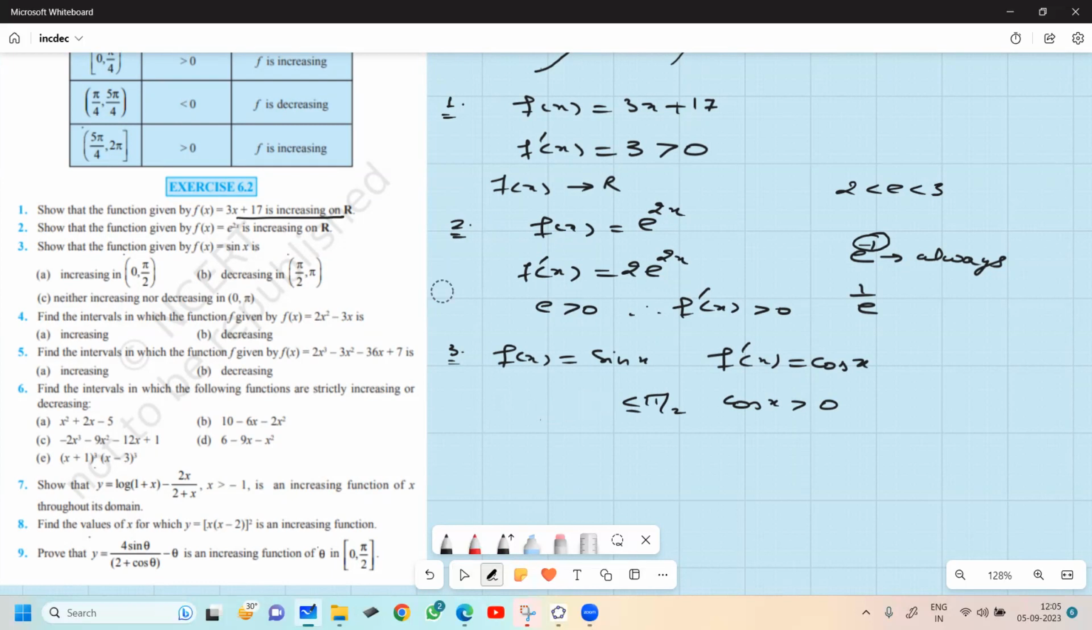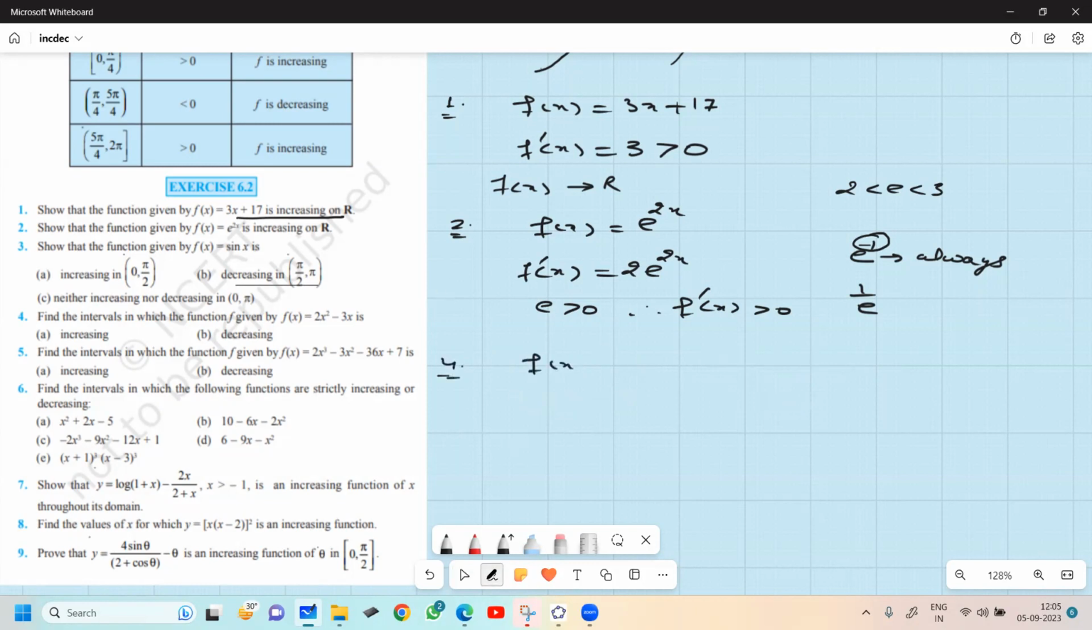And in the second quadrant, cos is negative. Therefore, function is decreasing in the interval pi by 2 to pi. Now, remember, if a function is increasing in one interval and decreasing in another, again increasing, it's a cyclic or periodic function, then you will say it is neither increasing nor decreasing. Clear? Because there is no trend of continuous increase or continuous decrease. Clear? So next question 4.